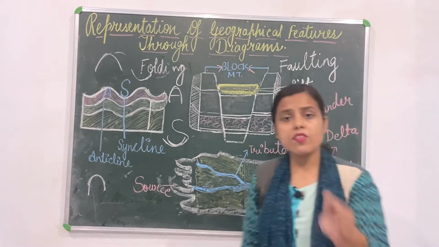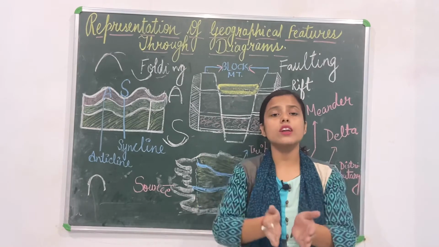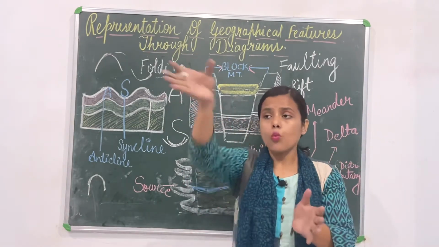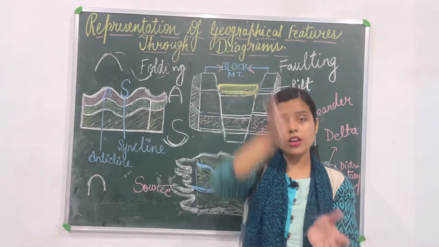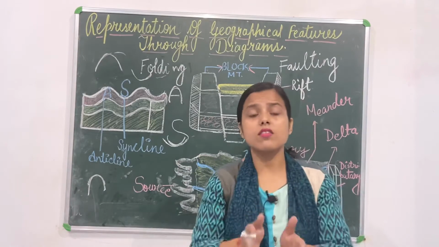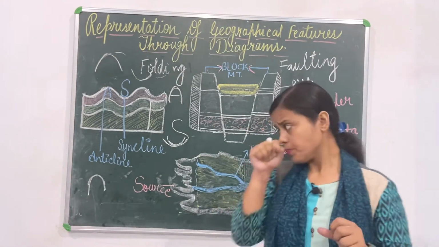So the place where two or more than two rivers form a main channel, form a main river, one river pours its water into the other one and forms a main river. This is known as tributary.